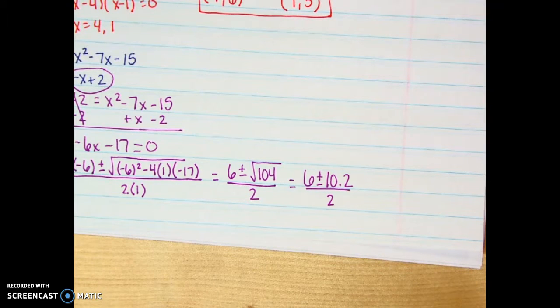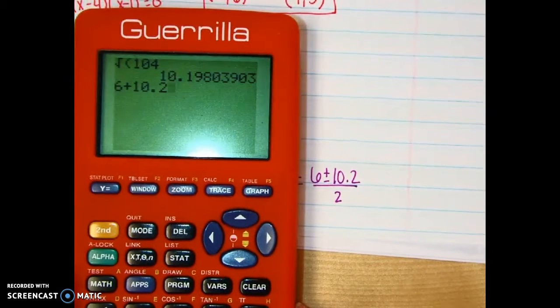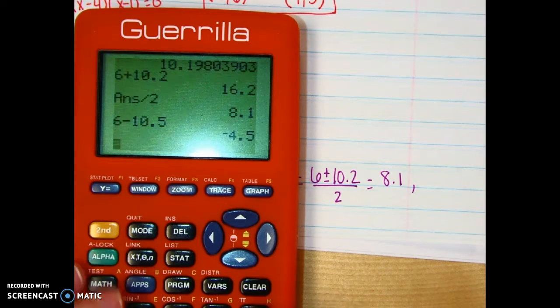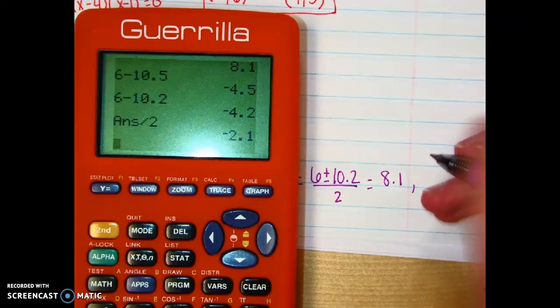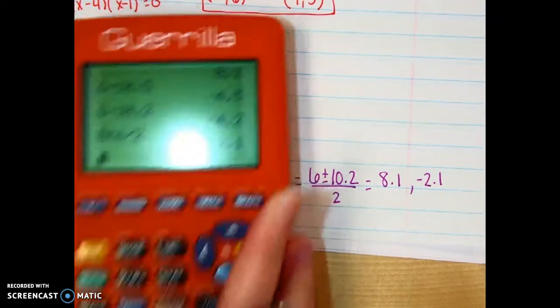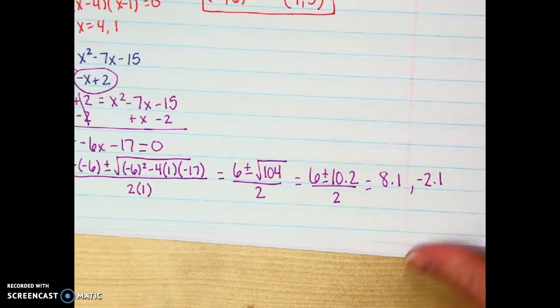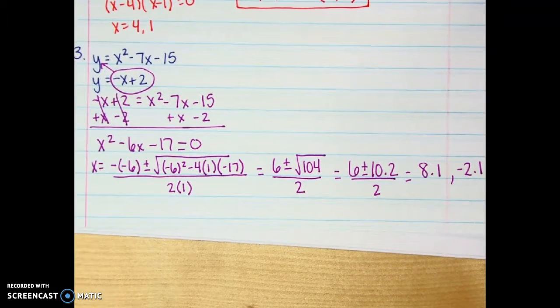Okay, now I need to get my two x's. So 6 plus 10.2, and then divide by 2. So my first one is 8.1, and my next one, 6 minus 10.2, and divide that by 2. I get negative 2.1. Okay, those are my two x's. Now I need to plug those into one of the equations up top and get the y's. So I'll still use this one because it has less steps to do.